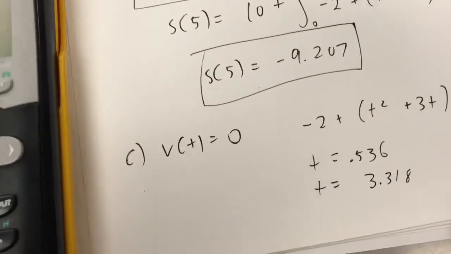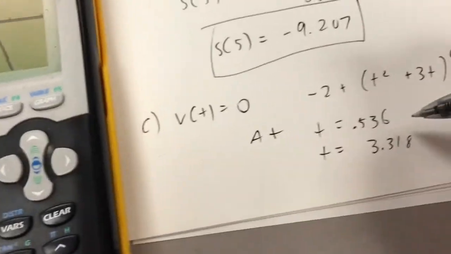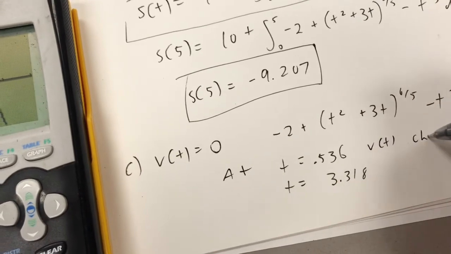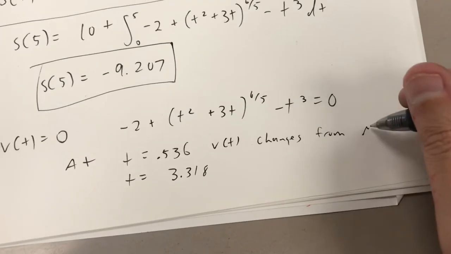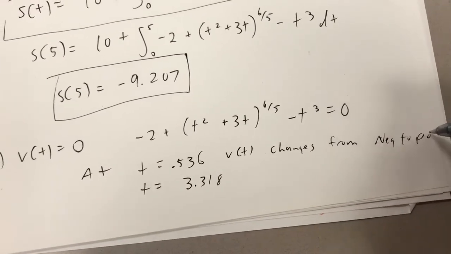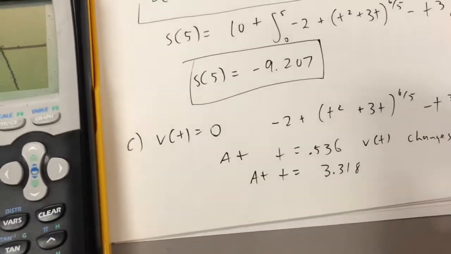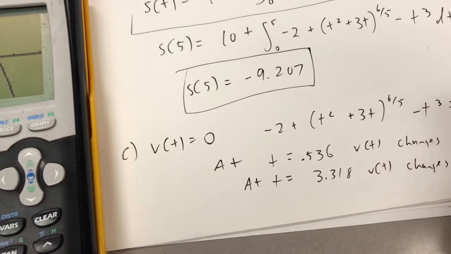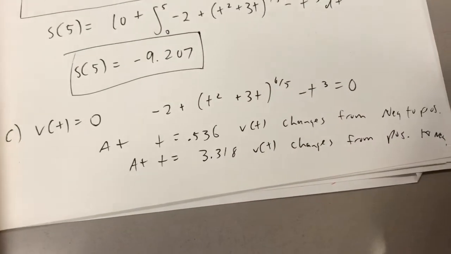So your justification would be something like: at t equals 0.536, v of t changes from negative to positive; at t equals 3.318, v of t changes from positive to negative, probably something like that. Okay, and we'll look at the scoring here in just a second. Okay, let's move on to part 4.